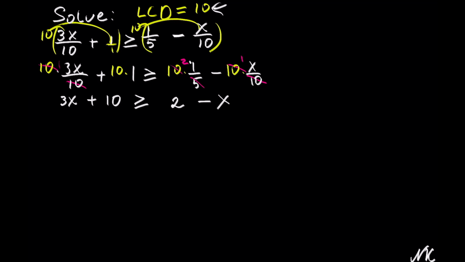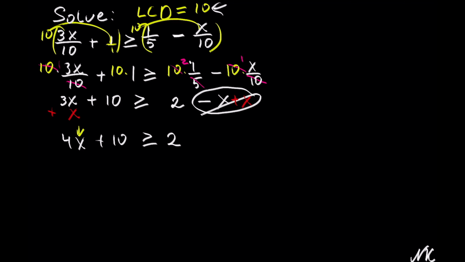So now we can solve, and let's begin by moving all of the x values to the left by doing the additive inverse of negative x on the right. Since we have negative x, the additive inverse would be plus x, and whatever we do to one side, we need to do the same thing. So let's do 3x plus x. This will give us 3x plus 1x. We have 4x plus 10 is greater than or equal to 2. Negative x plus x adds up to 0. Now we have 4x plus 10 is greater than or equal to 2.